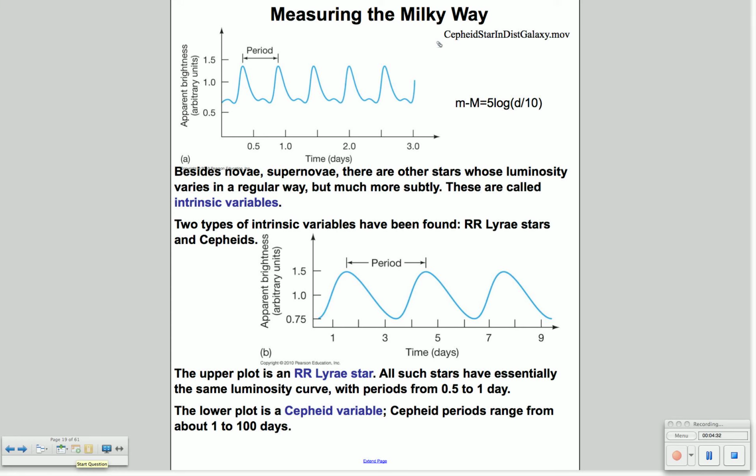In any case, the rate at which they oscillate enables us to find their actual luminosities. Then we can use this formula. Once we know the apparent luminosity and the actual luminosity of a star, we can use that formula to calculate the distance of the star, which is right here in this formula.